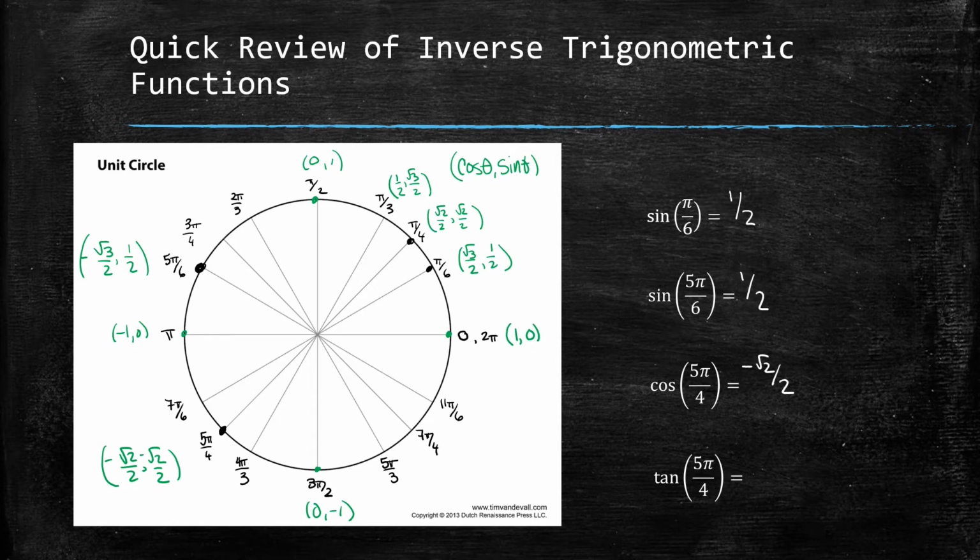And then we have tangent of 5 pi over 4. Okay, so tangent is sine over cosine. These values are the same, so its ratio will equal 1.